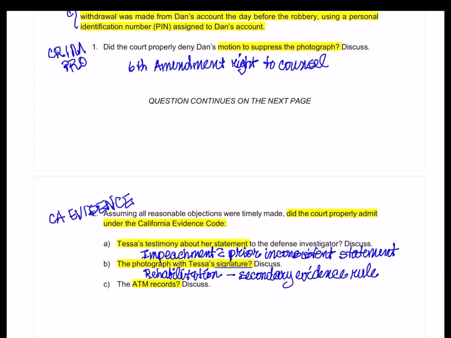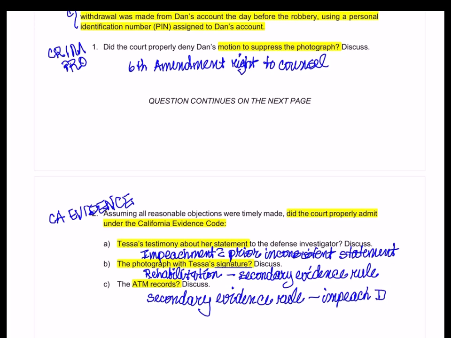What about call C, the ATM records? Again, we have the secondary evidence rule as a problem. If you've already thoroughly analyzed that in the B call, then simply refer back to it and discuss any way in which this is different. Obvious way is that we know that this was thoroughly authenticated. We have the custodian of records on the stand for this piece of evidence. It's being used to impeach the defendant who has already testified.